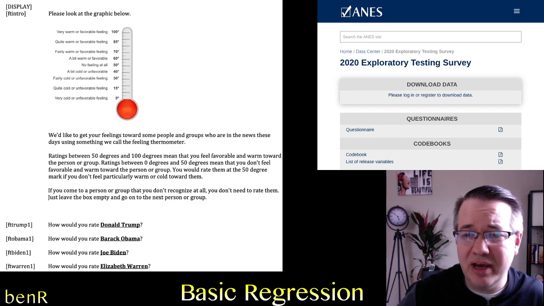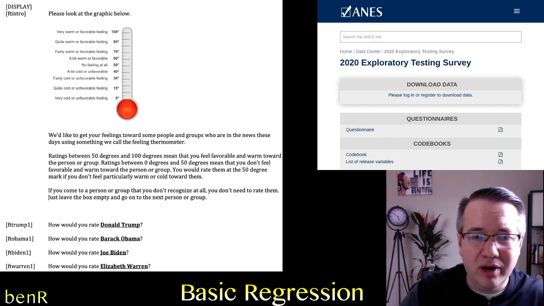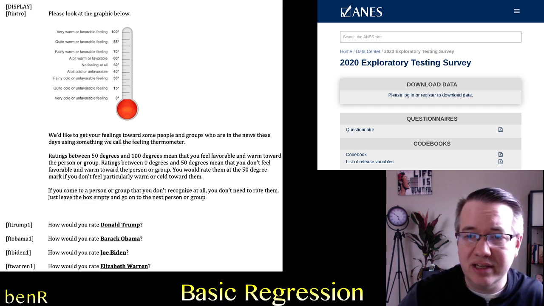And then it asks about a bunch. You see here, Donald Trump, Barack Obama, Joe Biden, Elizabeth Warren, and there are a bunch more in this data set. We're just going to look at Donald Trump and see if age helps explain the variance in people's ratings of Donald Trump on this feeling thermometer.